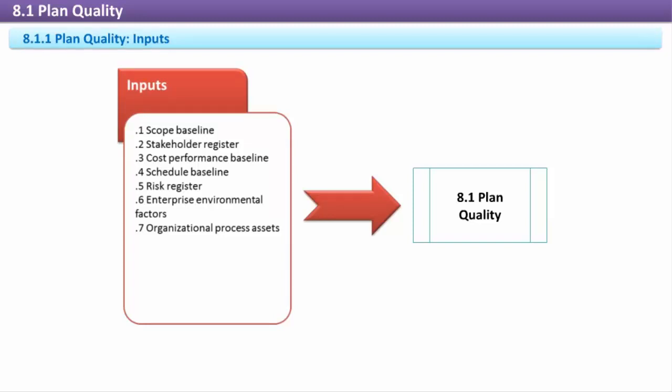Plan quality. Inputs. Scope baseline. The scope baseline is the approved project scope statement, WBS, and WBS dictionary. The baseline incorporates all approved changes. It's very important for quality planning because it describes the acceptance criteria, and includes other details that may directly impact quality and grade levels, such as technical specifications of materials.